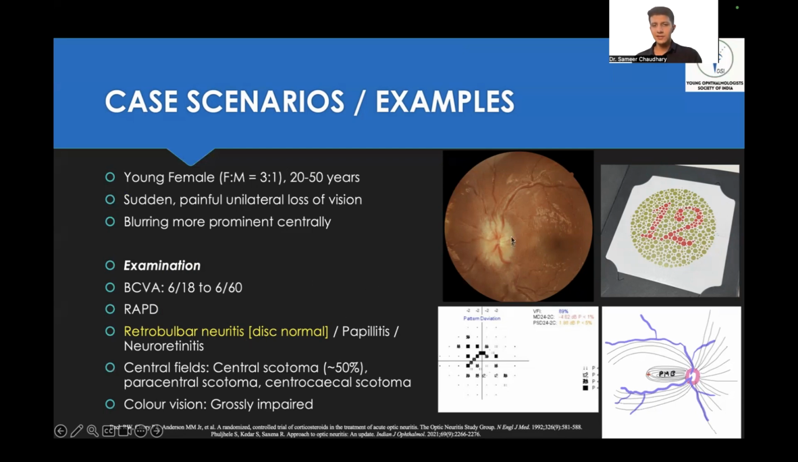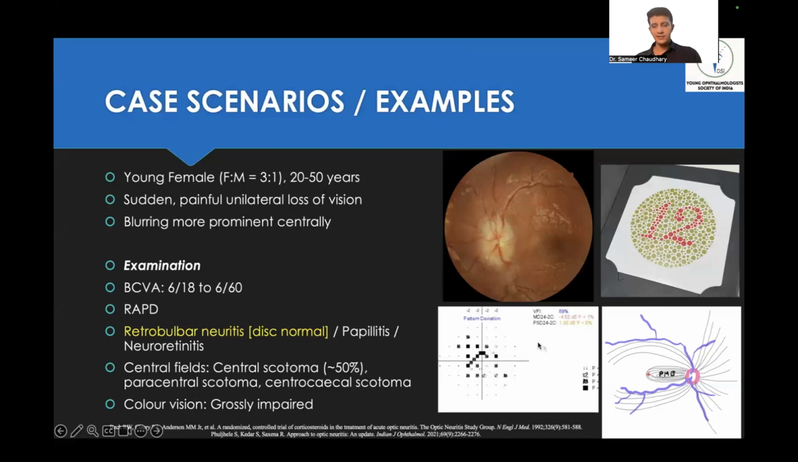In a few cases, disc edema might be present, which signifies papillitis, and in other few cases, in addition to the disc edema, macular fan or macular star might be present, which signifies neuroretinitis and is suggestive of MOGAD or other infectious etiologies. When we evaluate central fields, central scotoma is the most common field defect that we see, and other field defects include paracentral scotoma, centrocecal scotoma, and altitudinal defects. Color vision is grossly impaired and usually doesn't correlate with the visual acuity.